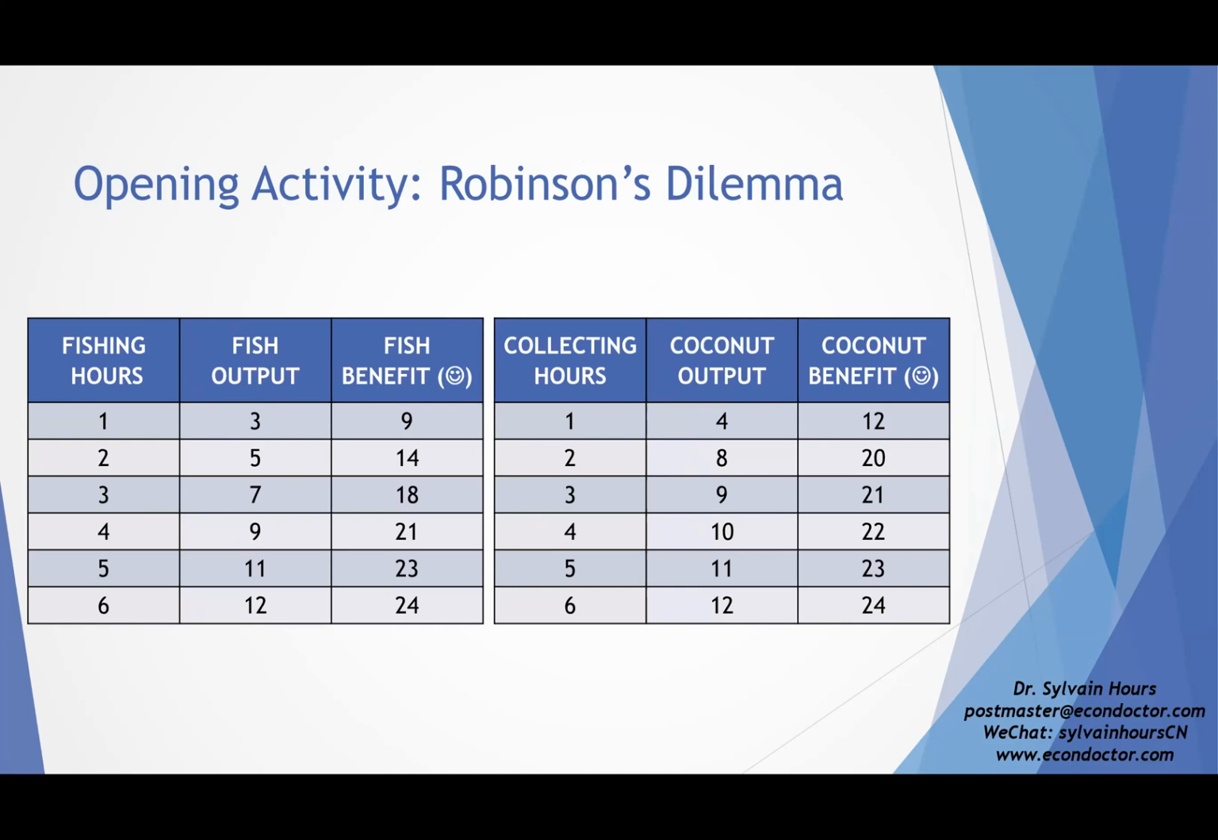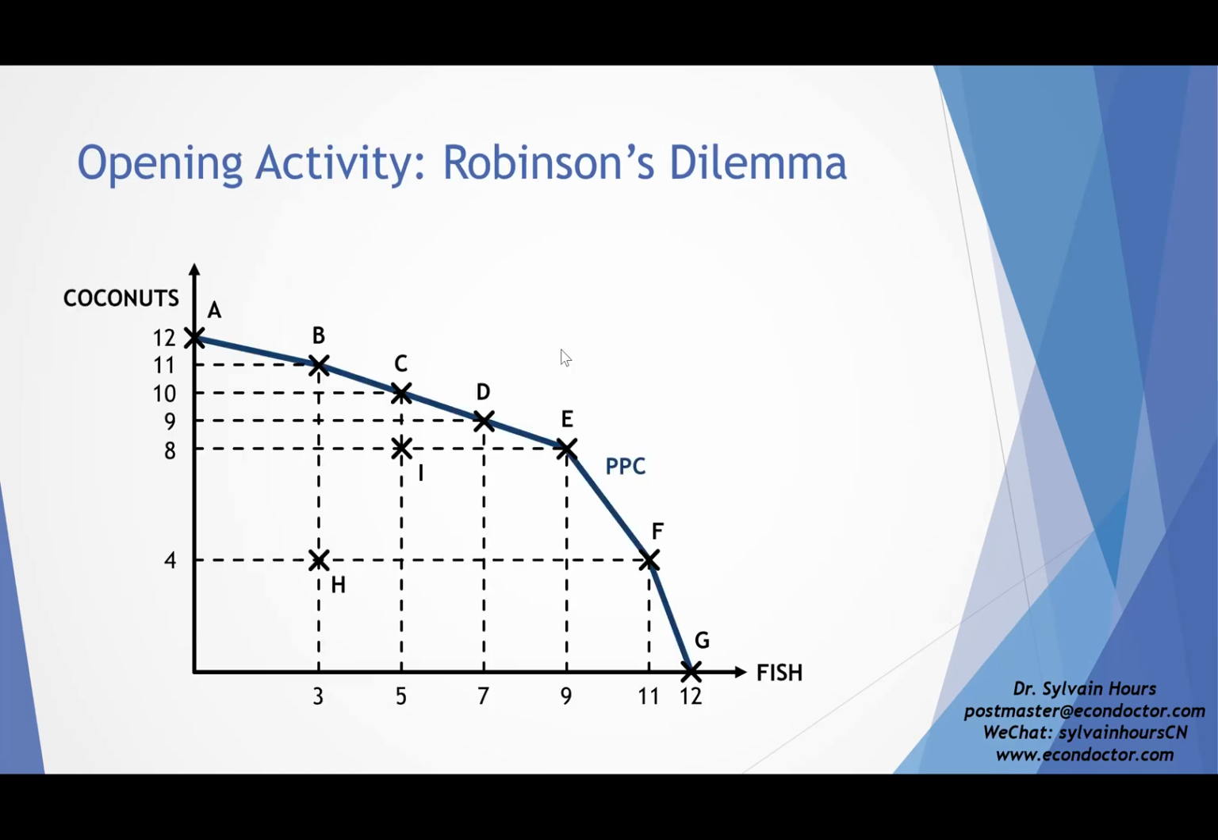If Robinson hates fish or is allergic to fish, of course he's not going to use his own time, his resource, to catch fish. So we need information about the production function, essentially, and about the benefit of consumption. That's what I give, and then first we can draw the production possibility curve.